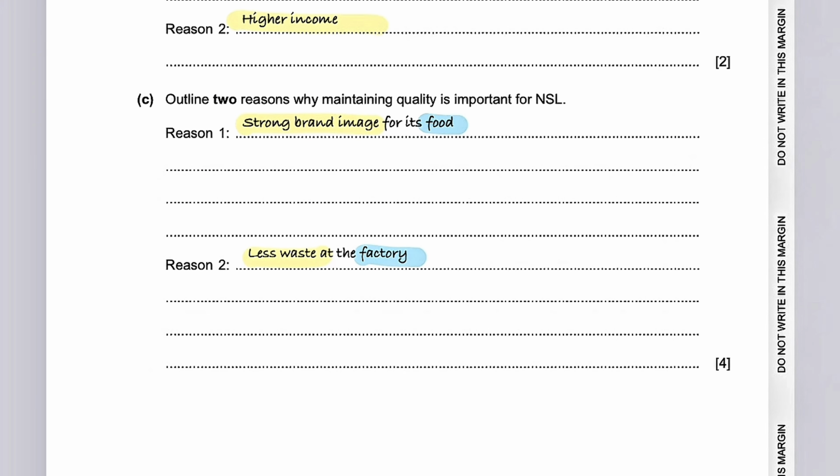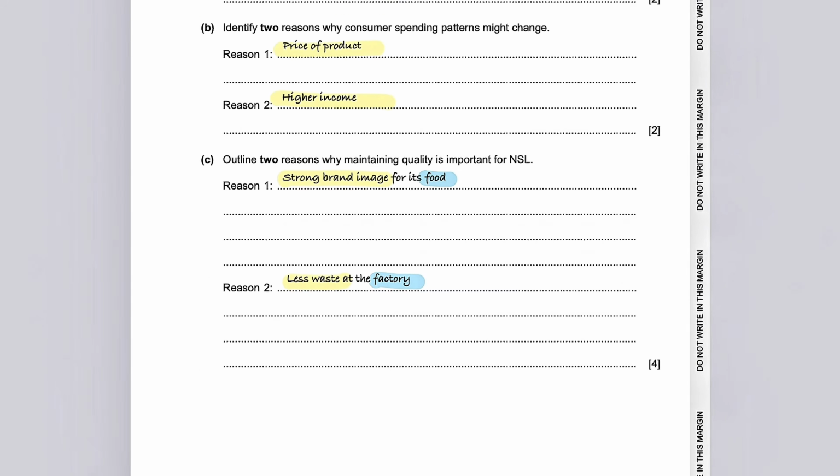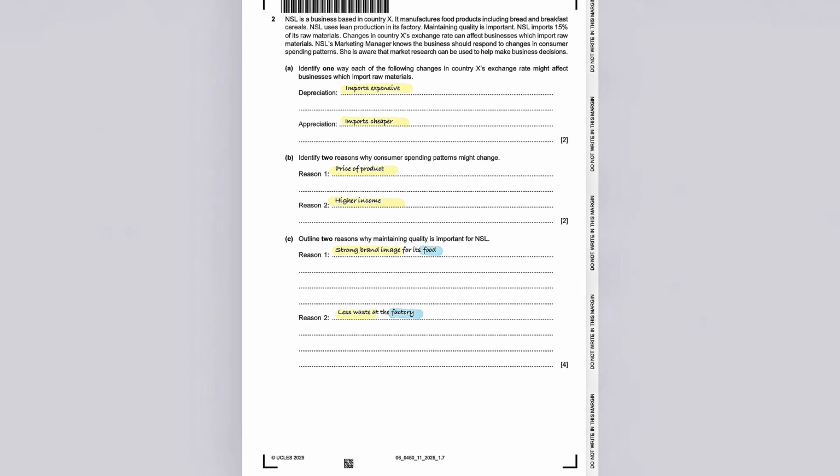For question C and D, we need to make sure that there is application. Outline 2 reasons why maintaining quality is important for NSL. Reason 1, strong brand image for its food, and reason 2, less waste at the factory. 2 knowledge points and 2 application points. Remember, it only needs to make sense, you don't need to explain it.